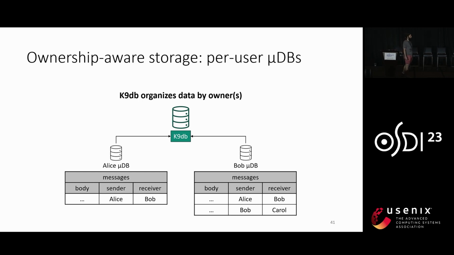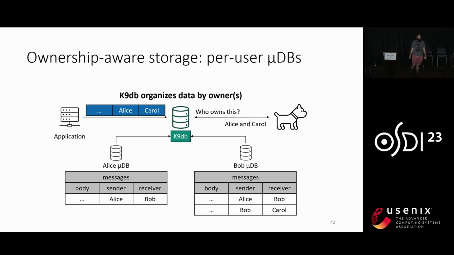So K9db stores data organized by its owners. What that means is that the storage layer in K9db consists of a collection of per-user microdatabases. Each microdatabase stores exactly the rows that are owned by the corresponding user. K9db can do this because of the DOG. So for example, when a row is inserted into K9db, K9db uses the DOG to identify the owners of the row, and then inserts the row into the correct microdatabases. K9db also uses this DOG in order to handle updates and deletes, and this allows it to ensure that the contents of every microdatabase is always consistent with the DOG at all times.